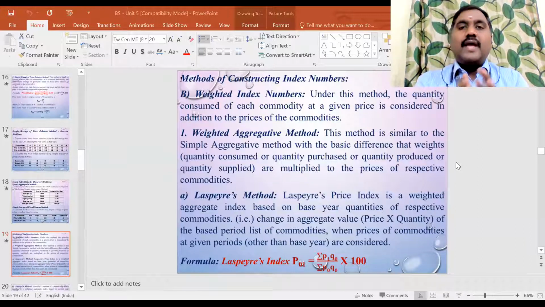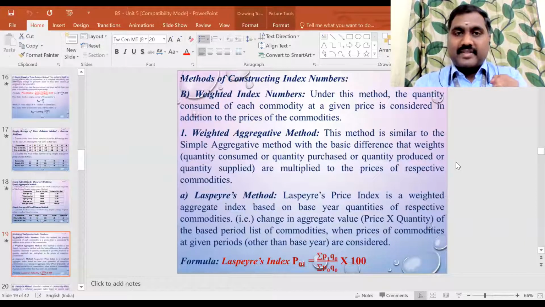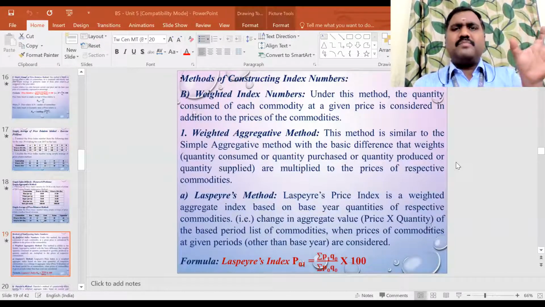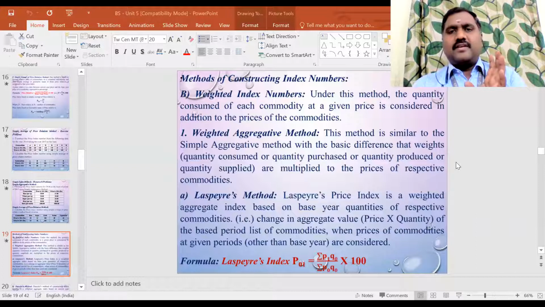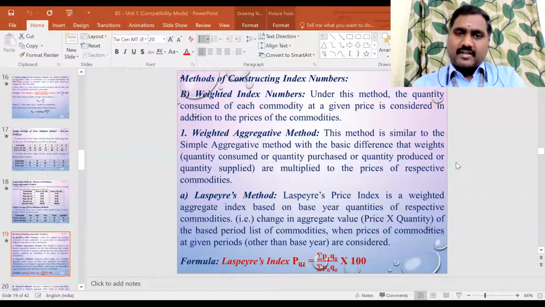The second method is the weighted index method. The first is the simple index method, and the second one is the weighted index method. Under the weighted index method, there are two methods: the weighted aggregate method and the weighted average of price relative method. The same thing; instead of simple, you put weighted. That's it.